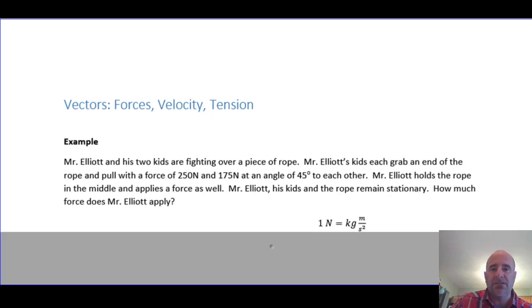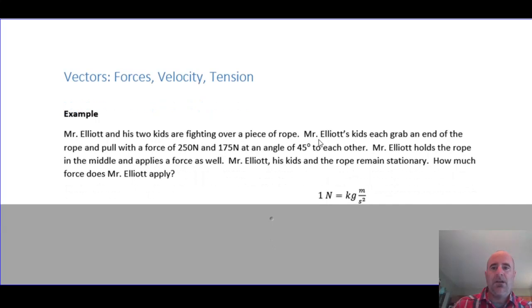So let's start with this first example. We've got myself and my two kids fighting over a piece of rope, and I just needed an example with three forces here. Mr. Elliott's kids each grab an end of the rope and pull with forces of 250 newtons and 175 newtons at an angle of 45 degrees to each other. And then I'm going to hold the rope in the middle, and I'm going to apply a force as well. And myself, the kids, and the rope all stay stationary. How much force did I apply? What is the magnitude of the force?